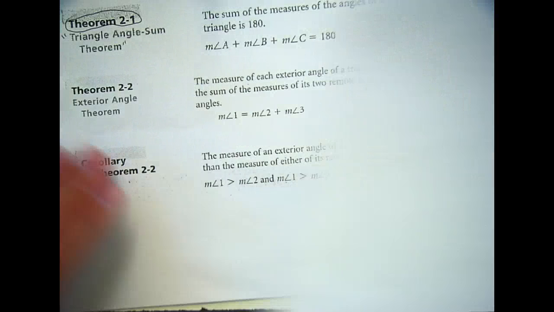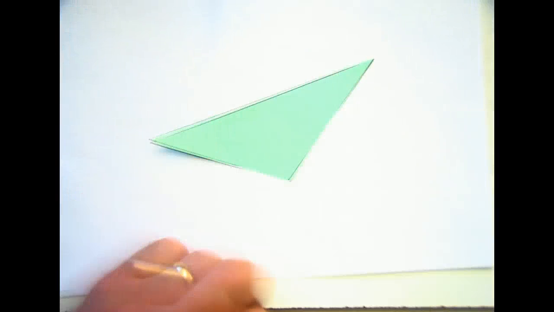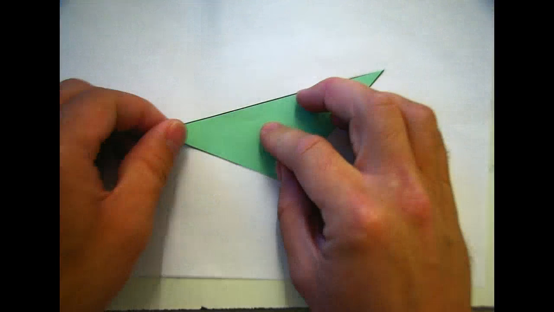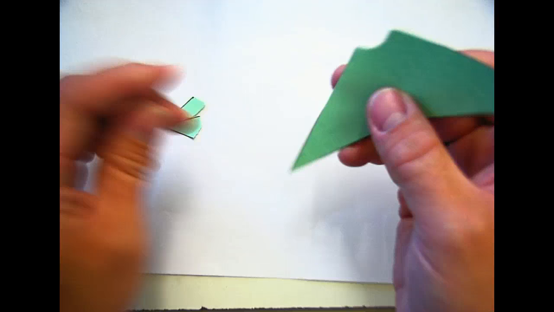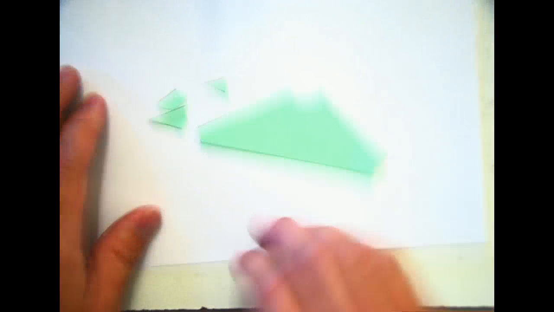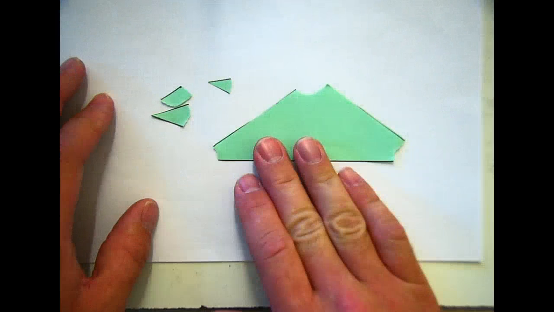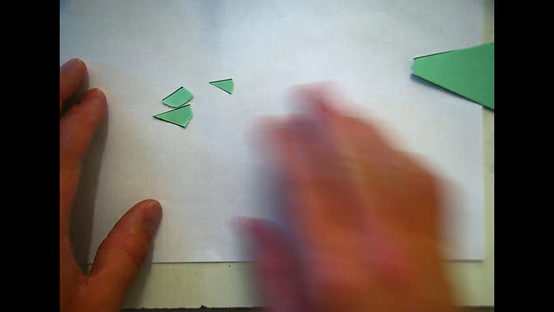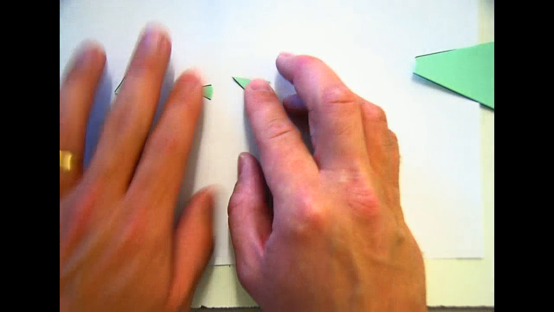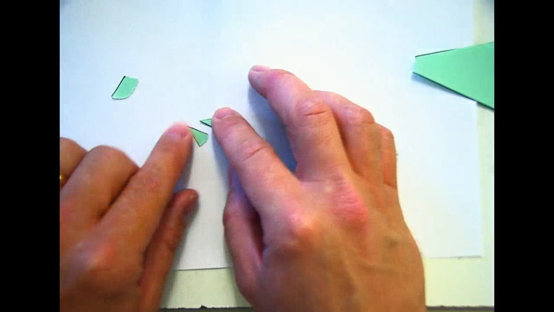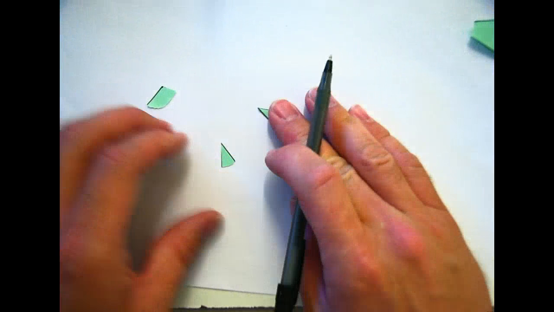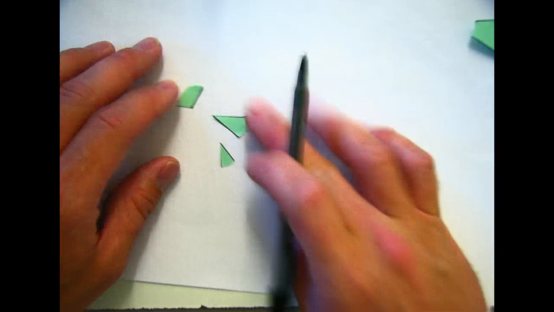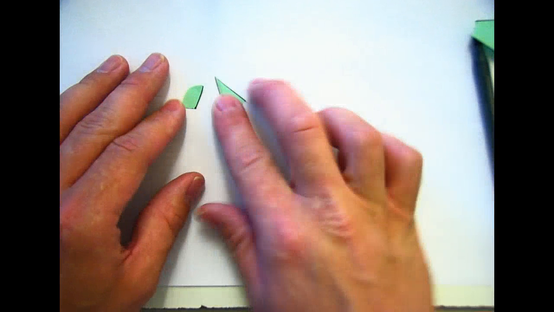Let me take a triangle here. I'm going to tear off all three angles of that triangle. I know, it's kind of sad. Poor thing, it's like someone got hungry and just ate the angles. Well, if it's true that angle A plus B plus C add up to 180, then I should be able to piece these together and form a straight line. Question is, can I do that?